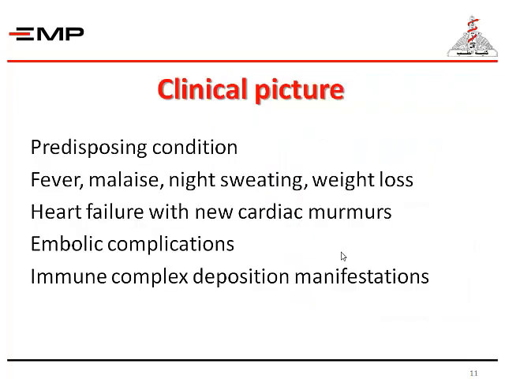The clinical picture of infective endocarditis includes a predisposing condition like a history of previous cardiac disease, previous infective endocarditis, prosthetic valve, or IV drug abuse. Constitutional symptoms or manifestations due to toxemia like fever, malaise, night sweating, and weight loss. Heart failure with new cardiac murmurs. Embolic complications due to systemic embolization and immune complex deposition manifestations.